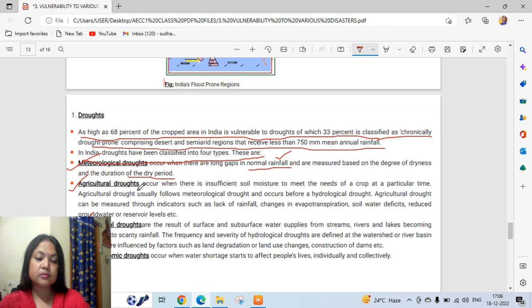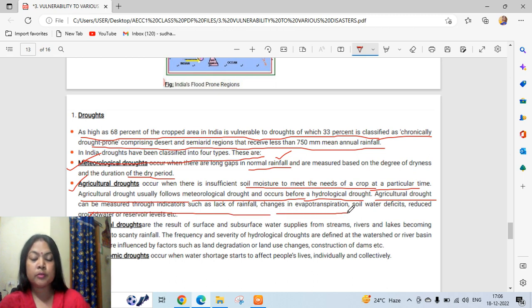Then agricultural droughts occur when there is insufficient soil moisture to meet the needs of a crop at a particular time. Agricultural drought usually follows meteorological drought and occurs before a hydrological drought. So agricultural drought usually follows the meteorological drought, and it can be measured through indicators such as lack of rainfall, change in evaporation or evapotranspiration, soil water deficits, and reduced groundwater or reservoir levels.